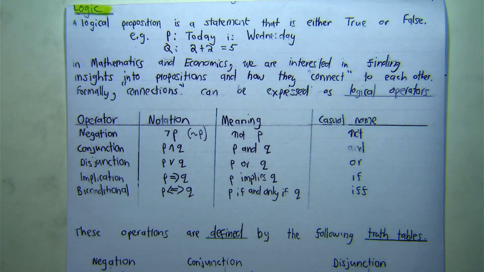For example, your statement could be "today is Wednesday," or that 2 plus 2 is equal to 5. And the idea is that this statement is true or the statement is false. And there's no middle ground, it's just true or it's false.